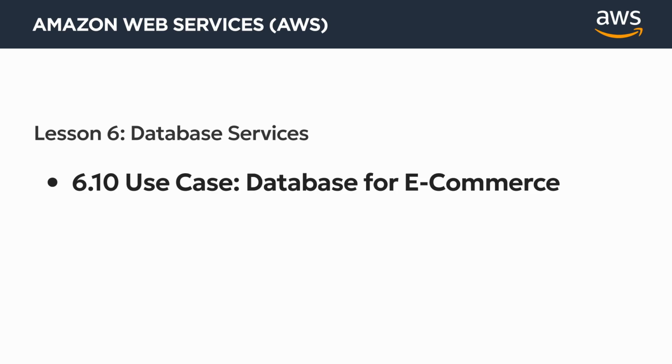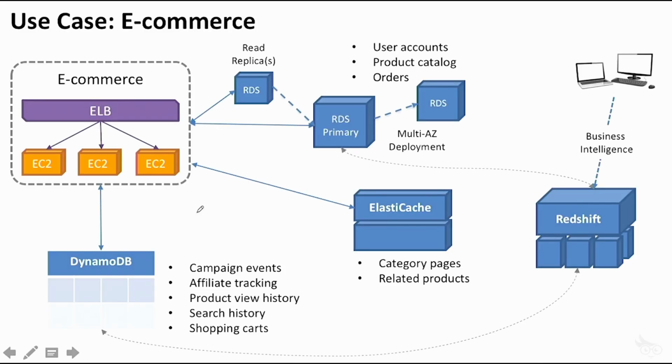Now let's review another use case of databases for an e-commerce application. In this example, we have an e-commerce application architected to be highly available and fault tolerant by leveraging, one, the elastic load balancer, which we'll talk more about later, and multiple EC2 instances spread across multiple availability zones. That way, now we have a resilience not only to the loss of one of these machines, but also to the loss of an availability zone or a data center.